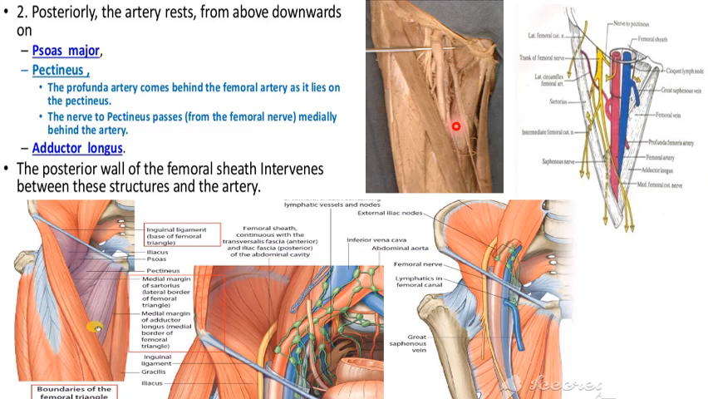So now when we see the floor of the femoral triangle, after these things are taken out, this is how the floor is seen. This is the iliacus muscle, this is the psoas major, this is the pectineus, and this is the adductor longus. So this forms the floor of the femoral triangle, right? So now the femoral artery is here resting on these structures, which happen to be the posterior relations.